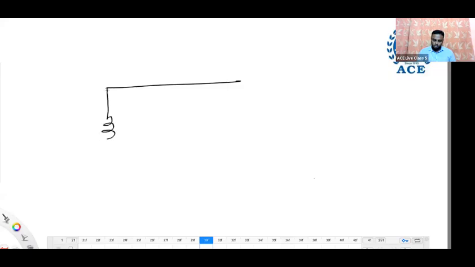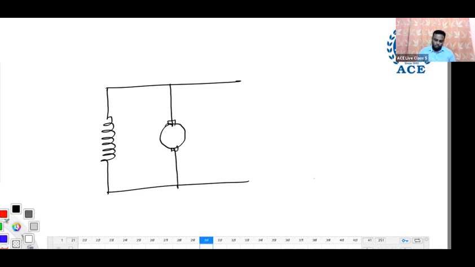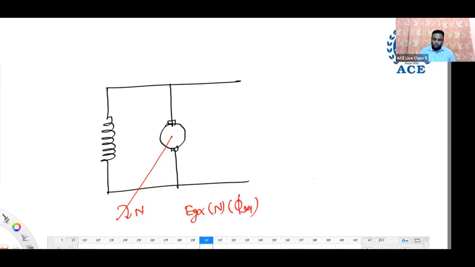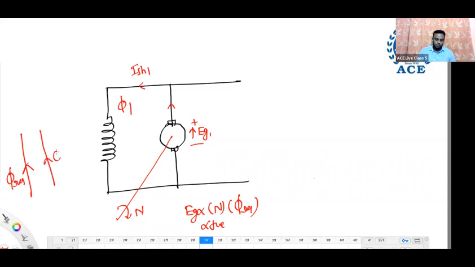Actually, this is the first diagram. I am drawing the first diagram again. Direction of rotation is clockwise. The EMF induced is Eg proportional to N phi. Clockwise is positive, residual flux is in the upward direction. Now EMF is positive, that's why the polarity is Eg plus minus. Due to that induced EMF, a current will flow in this direction, ISH1. This ISH1 will produce a flux phi 1 which is in the same direction as the residual flux. Okay, this is the original reference figure.